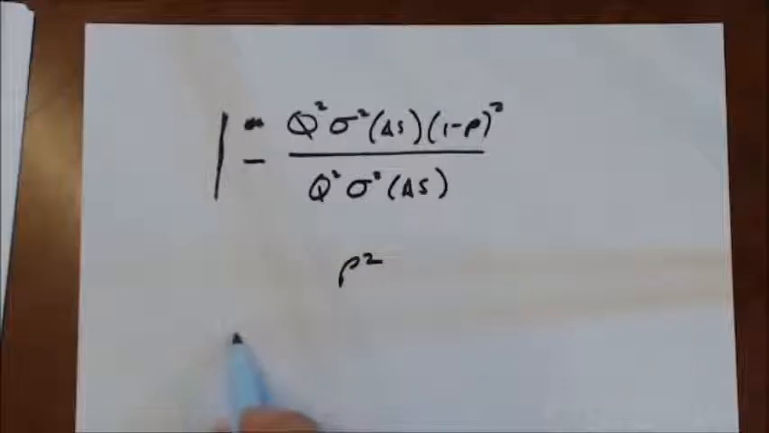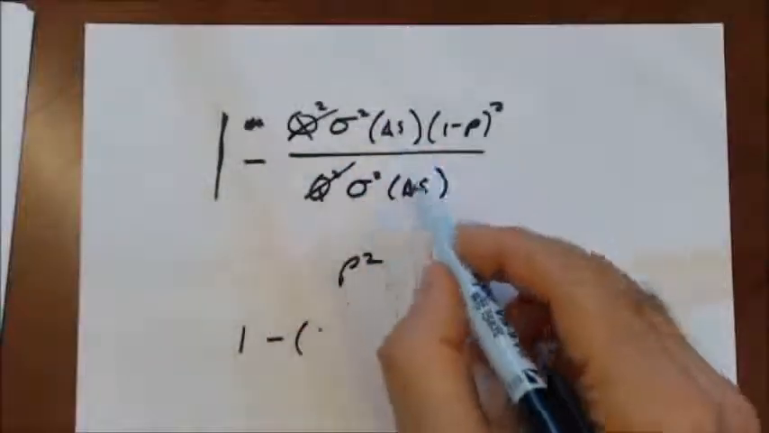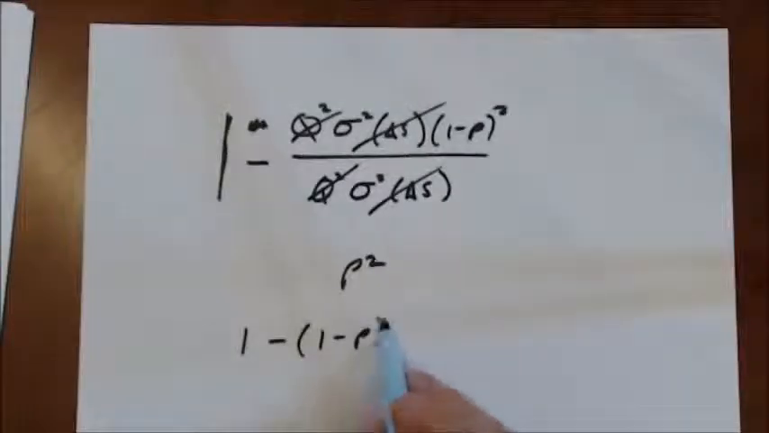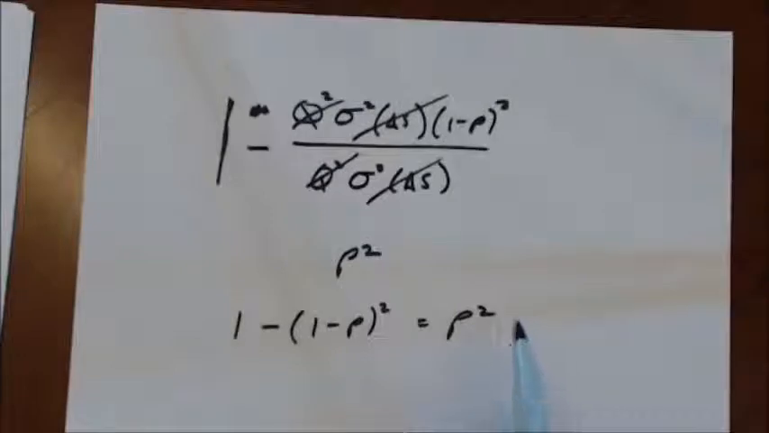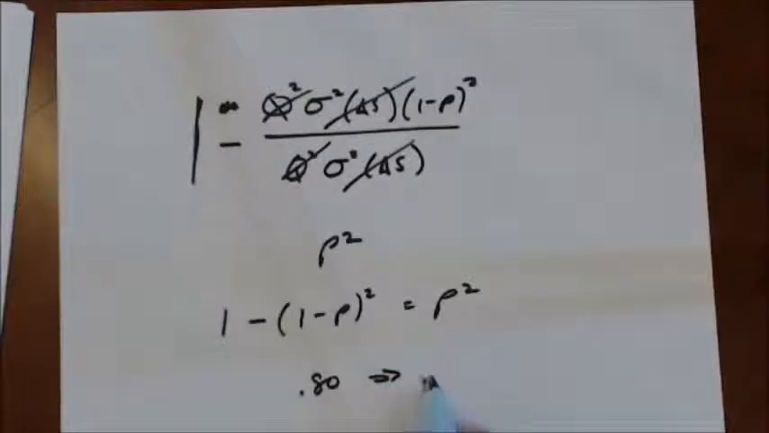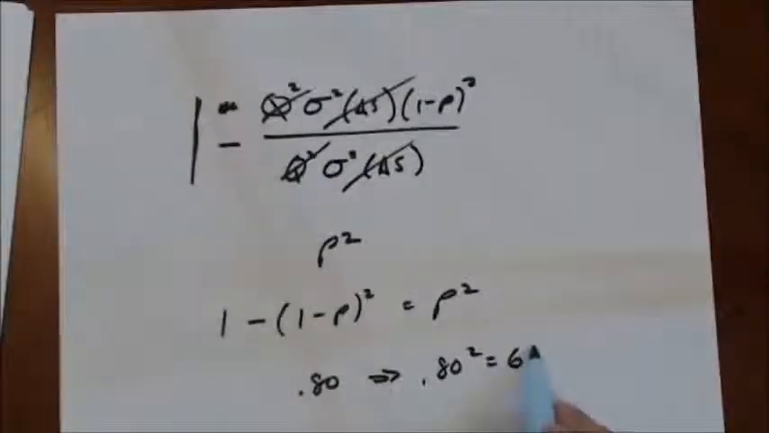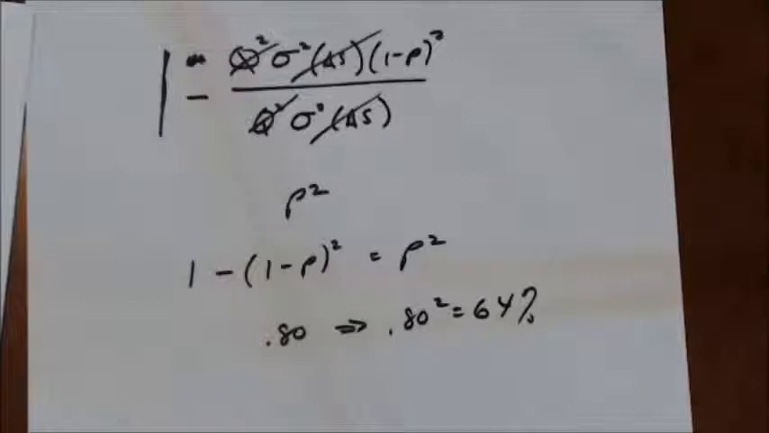How do I get that? I'll give you a hint: it's 1 minus 1 minus rho squared, which equals simply rho squared. And so how much variation do you get rid of? If your correlation coefficient is 0.8, then you can get rid of and reduce your cash flow variation by 64%. If rho equals 0.90, you can get rid of 81%. And if it's 1, perfect correlation, you can get rid of 100%, right?